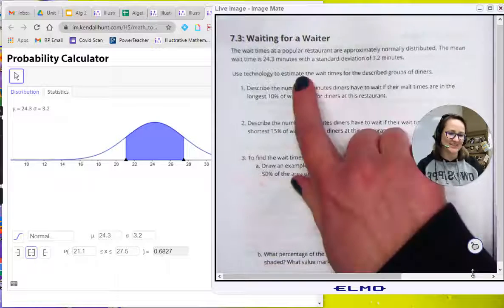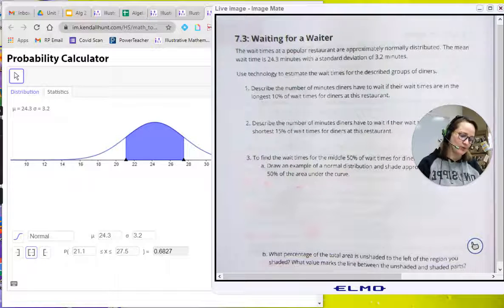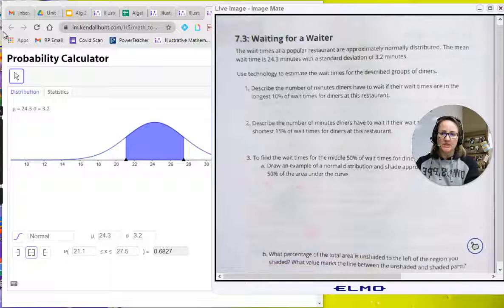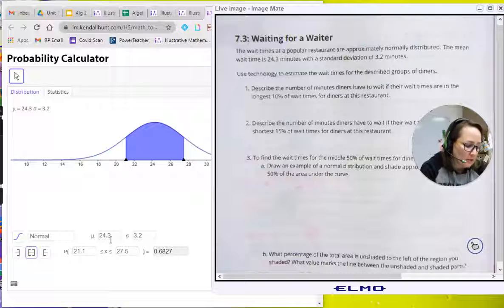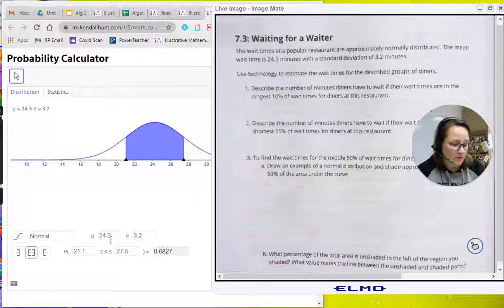Here we go with our last section in lesson 7, waiting for a waiter. You'll see that I also still have my probability calculator open, and I set it for the information that we have here. So the wait times at a popular restaurant are approximately normally distributed. The mean wait time is 24.3 minutes with a standard deviation of 3.2.